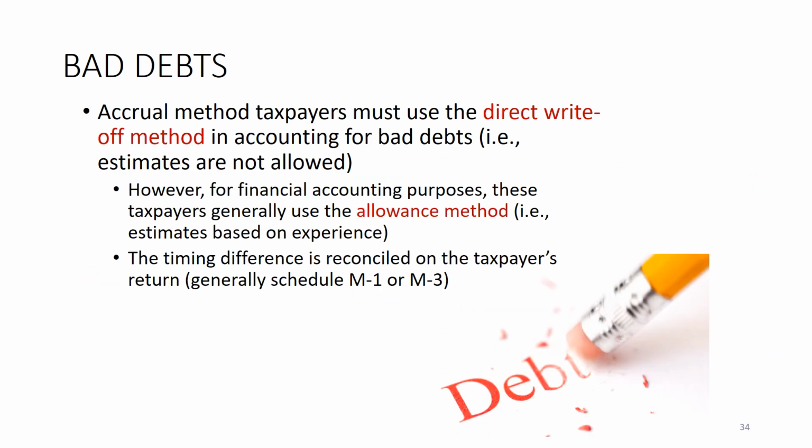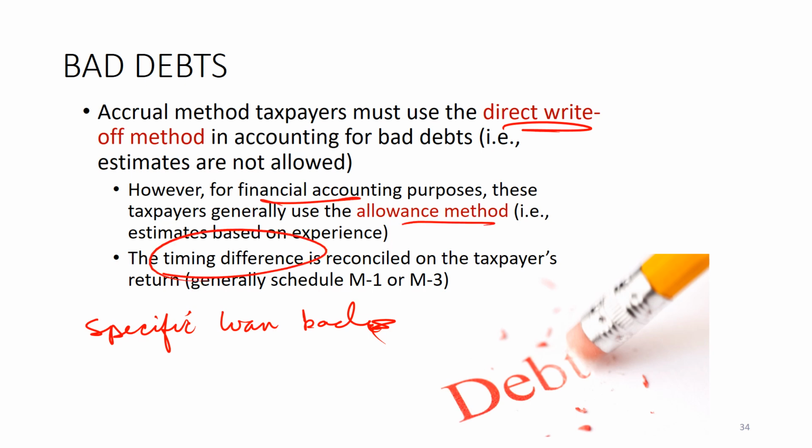In terms of the timing on the deductions, accrual basis taxpayers use the direct write-off method for bad debts. So you have to specifically know which loans have gone bad. You can't just make some sort of estimates off of that. That's a little different than financial accounting, so we're going to have some timing differences that will originate, because financial, as you recall, uses that allowance for bad debts technique.